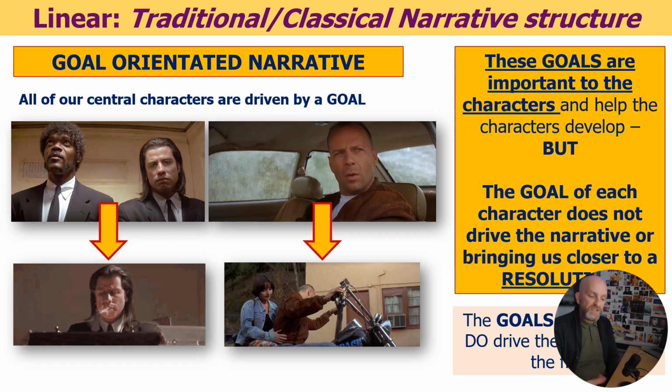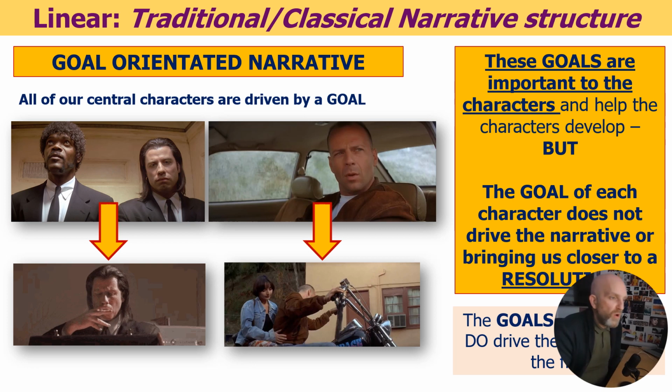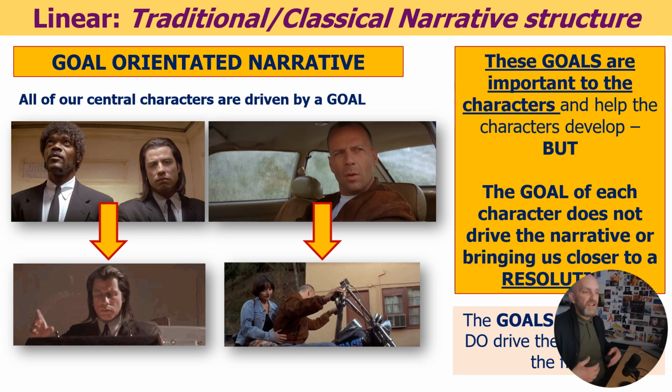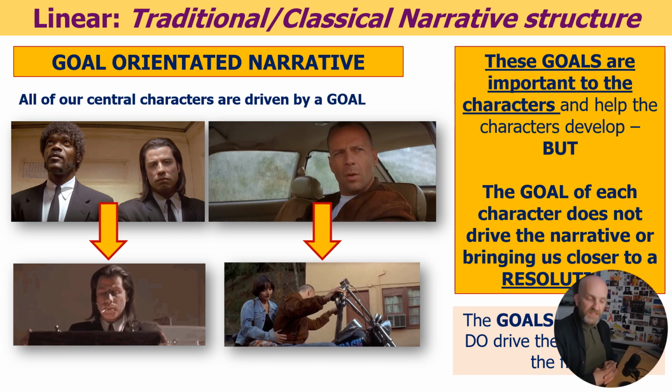In a linear narrative, that goal will be resolved at the end of the narrative. But the fact it's resolved straight away means, well, how do we explain the rest of the film, the narrative, and how and why does it make sense? So the goals are important to the characters, and they develop the characters, but the goals of each character do not drive the narrative or bring us closer to resolution. The key point to understand for goal orientation is that Tarantino does use goals in his film, but he does not use them to drive narrative development. He uses them to drive character development, and that's something we're going to build upon in this essay.